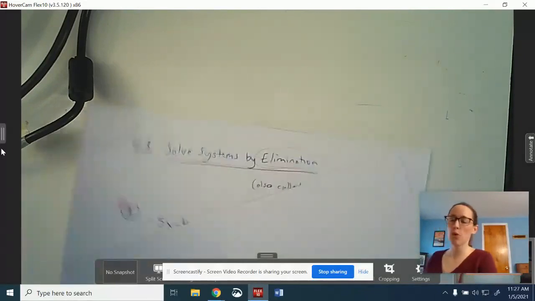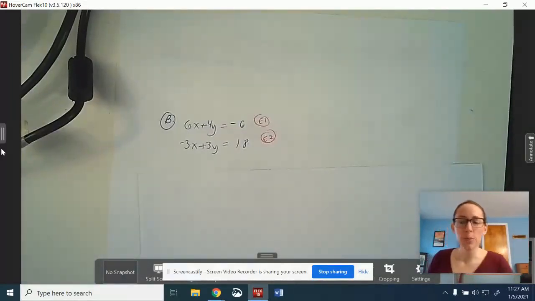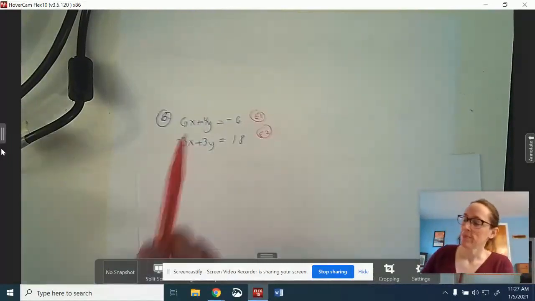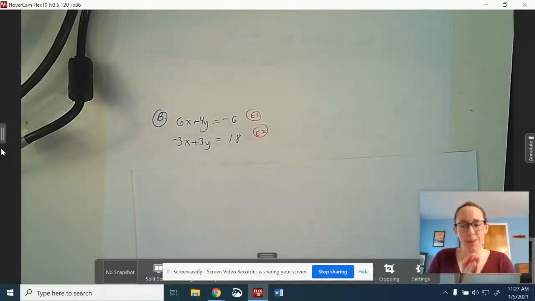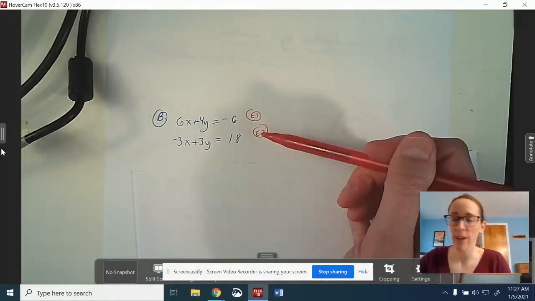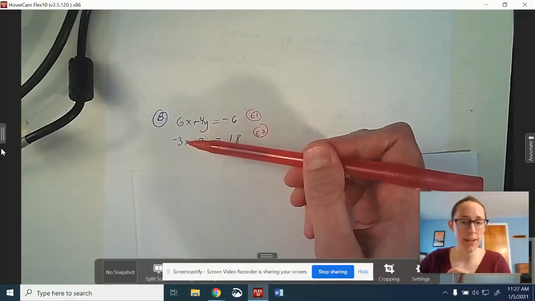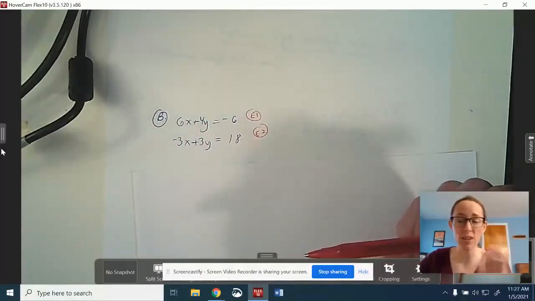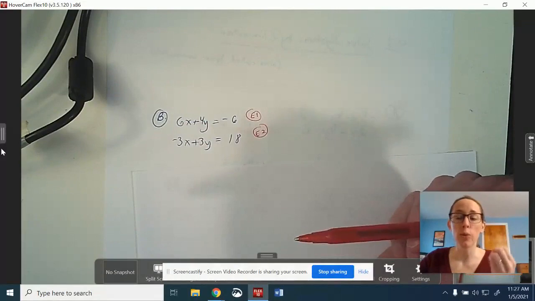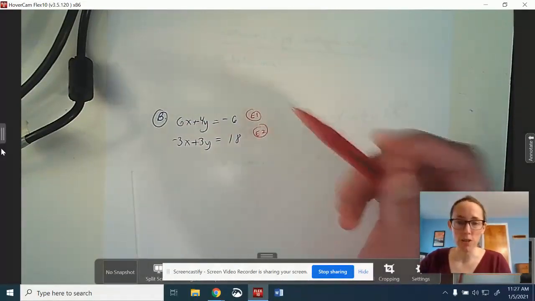Okay, one more review example before I hit you with something new. Here's example B. You don't need to write this one. This one is not set up with opposite terms. That's what's different here. So I've labeled this as equation 1, equation 2, and we don't have opposite terms, okay? Because if we add these, it makes 3x, and if we add these, it makes 7x. Neither of those cancel.